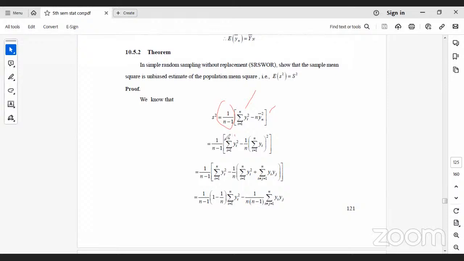Bringing the 1 by n inside, the minus 1 by n outside gives the summation of i equal to 1 to n of yi². Keep that: 1 by n minus 1 summation of i equal to 1 to n yi² minus 1 by n summation of i equal to 1 to n yi², and the summation of i not equal to j, j equal to 1 to n, of yi yj. We take both conditions, i not equal to j, so we write yi yj here.